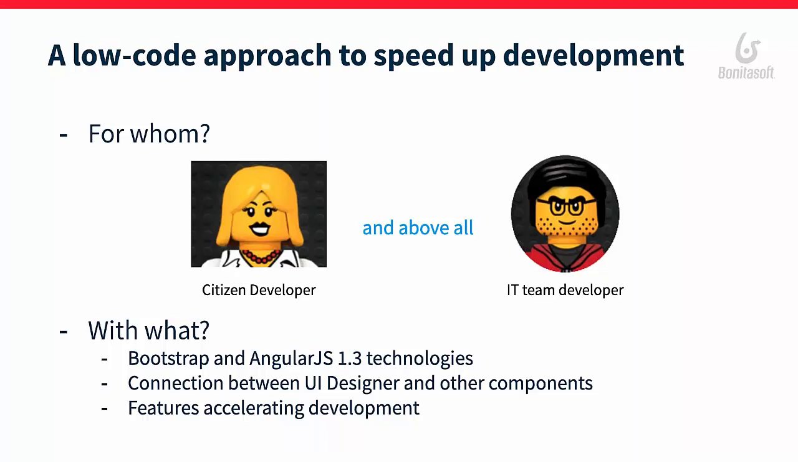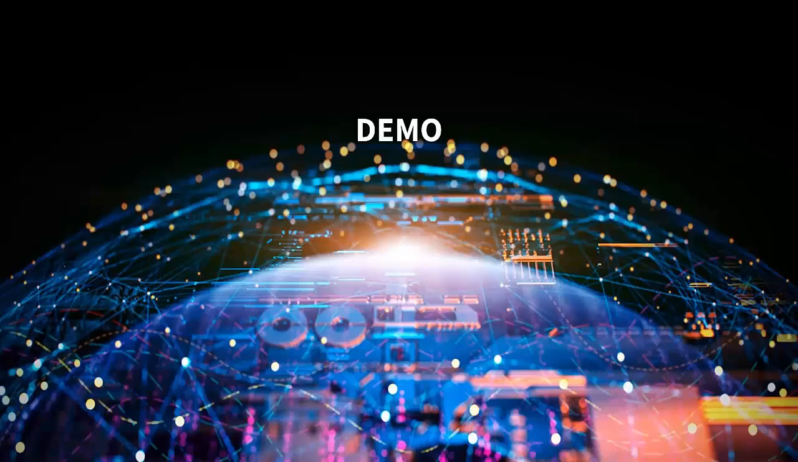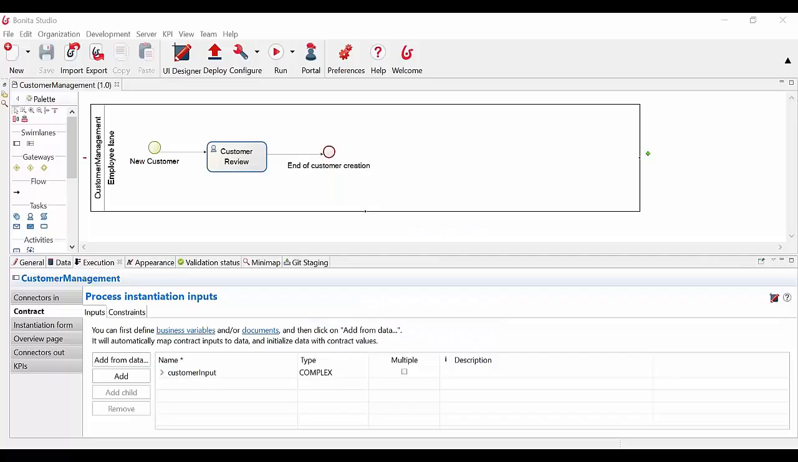Then, how are you going to accelerate your development? It is thanks to a connection between the UI designer and the other components, and for example, through the forms auto-generation that Victor is going to show just after. And finally, and that's really where the demo will be interesting, we have features that are going to accelerate the development during the development itself of the user interface. And now, I think I will let Victor show everything because a graphic is even better than 1,000 words. So let me know when my screen is shared. We can see it.